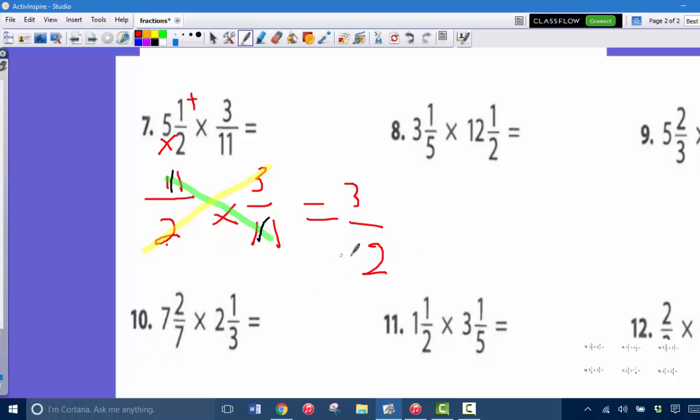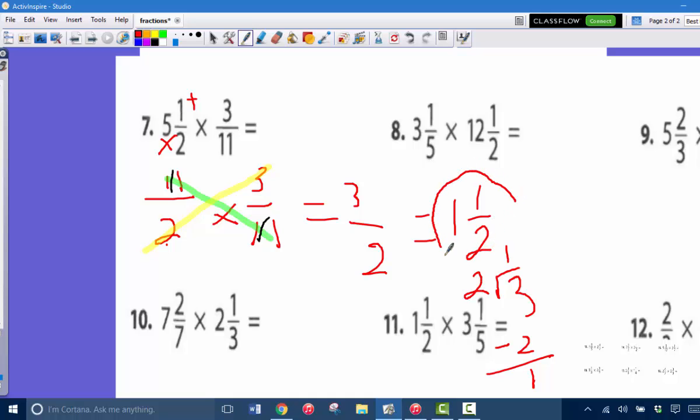Can you leave your final answer like this? Of course not. It's top heavy, which means it's improper. So I need to change it back into a mixed number. I do that by dividing the bottom number into the top number. How many times will 2 go into 3? One time. Multiply those two and then subtract. So 2 will go into 3 one time. Your remainder is your new numerator, and you keep the same denominator. This is your final answer for number 7, okay?